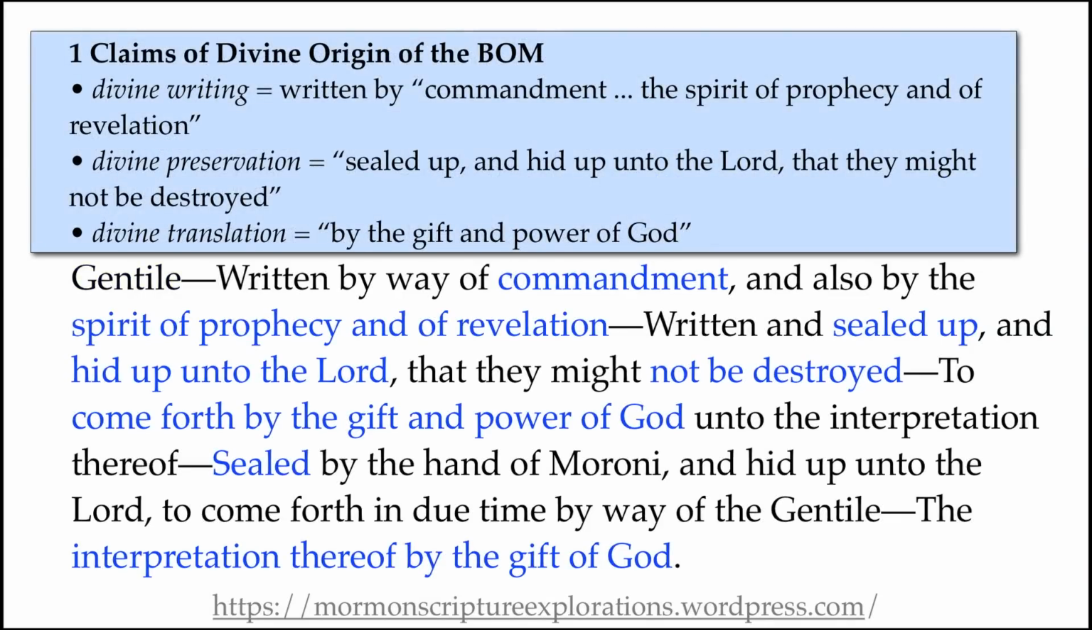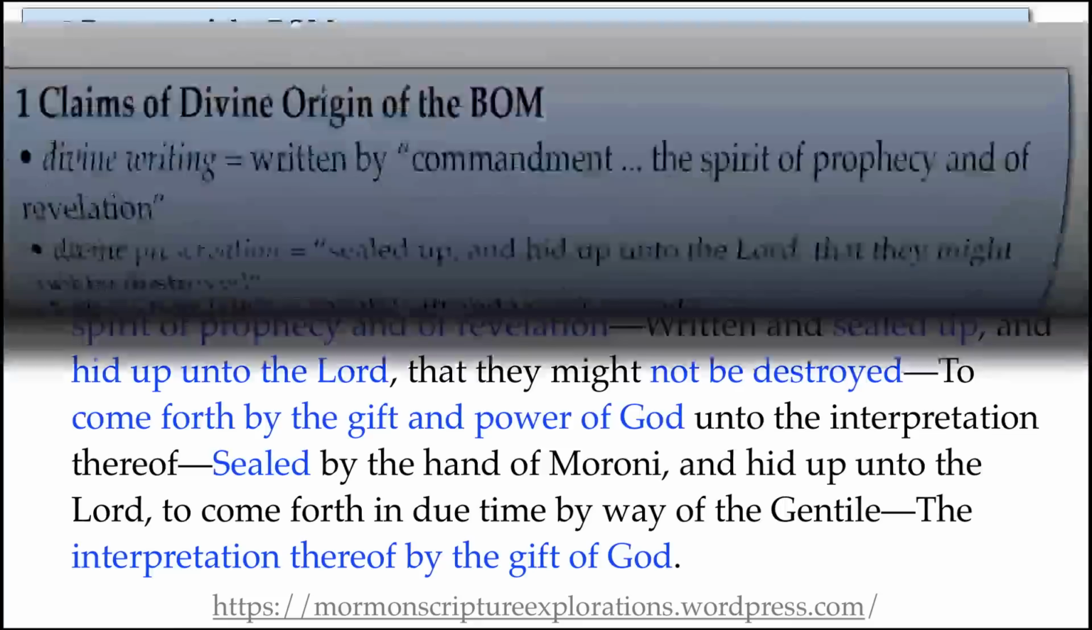The title page claims a divine origin for the Book of Mormon, and this is really clear. It was written under divine inspiration by commandment of God and by the spirit of prophecy and revelation. It was also preserved by divine power. That is, it was sealed up and hid unto the Lord so that the plates could survive until the time of Joseph Smith. And then finally, it was divinely translated. The title page mentions it comes forth by the gift and power of God, and the interpretation thereof was by the gift and power of God. So what we see then is a divine origin for the Book of Mormon; it claims to be a divinely inspired, preserved, and translated book.